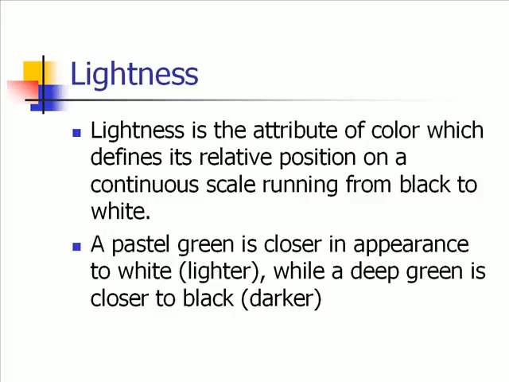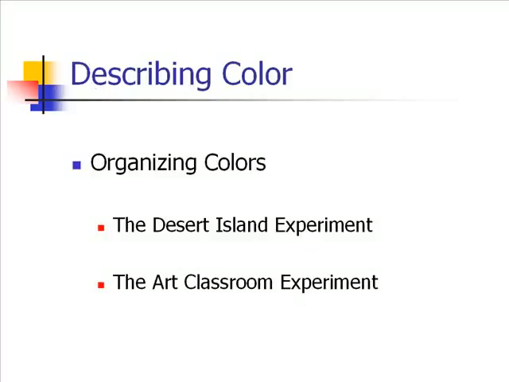And we'll actually do it. That Munsell book that you have there has some exercises in looking at colors in terms of those three. In your book, there's a couple descriptions of experiments, the desert island experiment and the art classroom experiment. I'll let you read those. And then there's some charts in there that show how color can be organized in terms of different attributes. We'll get into this much more in the next chapter.